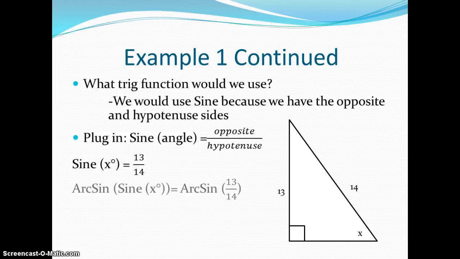And we're going to use our arc sine to get rid of that sine. So we're going to take the arc sine of both sides. And when we do that, the arc sine and the sine cross out on the left side. So we'll get x equals the arc sine of 13 over 14. We're going to plug that into our calculator and get x equals 68.2 degrees.